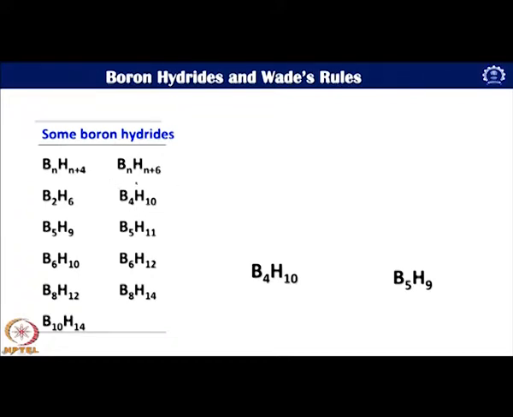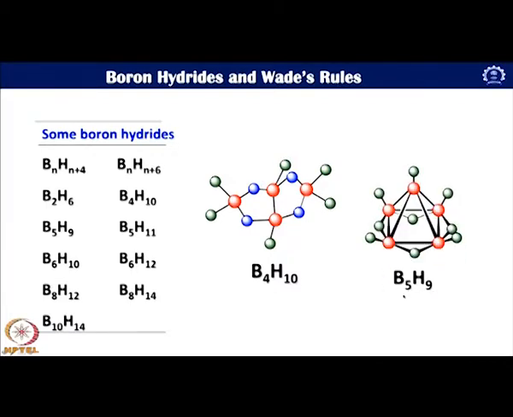So, essentially by just counting the number of boron atoms and hydrogen atoms, you should be able to tell whether it belongs to the BnHn+6 or BnHn+4 series. Some examples are shown here. B4H10 belongs to the BnHn+6 series, and B5H9 belongs to the BnHn+4 series.